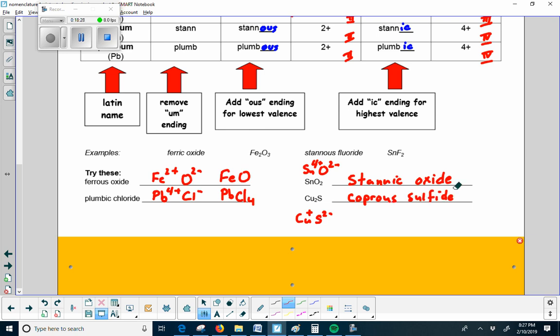That's it. Again, this isn't used commonly. I will give you a few questions on assignments, but it's just to make sure that you do understand how to use it. Primarily, we're going to be using the stock method, though, with the Roman numerals. So that's it for ionic compounds. Hope you enjoyed.